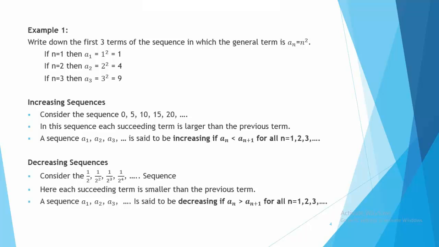Decreasing sequences. Consider the sequence 1/2, (1/2)^2, (1/2)^3, (1/2)^4, and so on. Here each succeeding term is smaller than the previous term. If you notice, (1/2)^2 is smaller than 1/2. The sequence A1, A2, A3, and so on is said to be decreasing if An is greater than An+1 for all n equals 1, 2, 3, and so on. So the previous term is always greater than the next term. That's how we get the decreasing sequences.